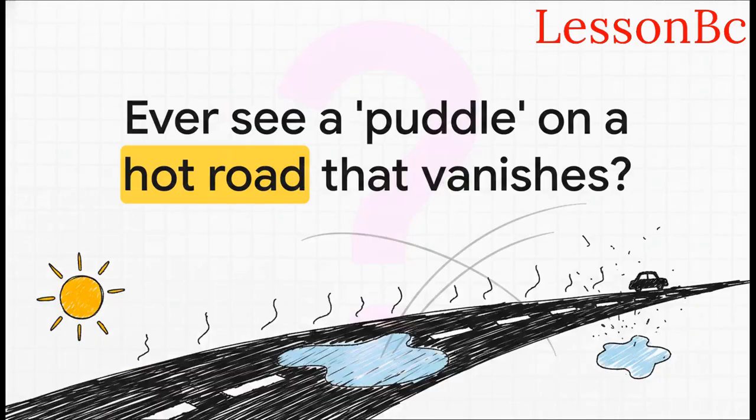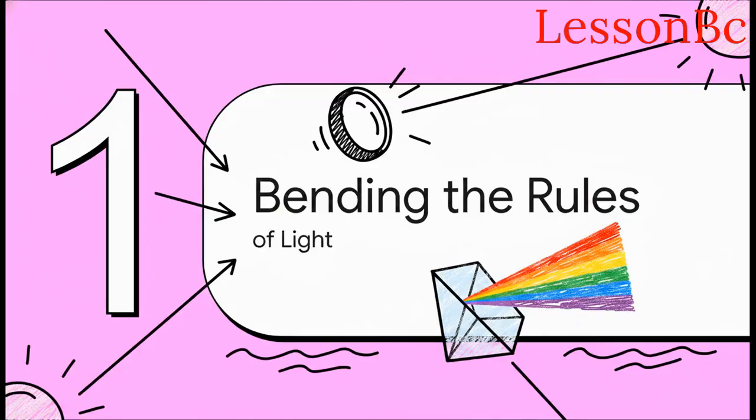So let's start with something I bet you've seen. You're driving on a scorching hot day, you look ahead, and it looks like there's a shimmering puddle of water way up the road. But then, as you get closer, poof, it just vanishes. Gone. So what in the world is going on there? It's not magic, I promise you. It's pure physics. And to solve that little mystery, we first have to wrap our heads around the really fundamental idea. Light doesn't always travel in a perfectly straight line. You heard me. Sometimes it bends.